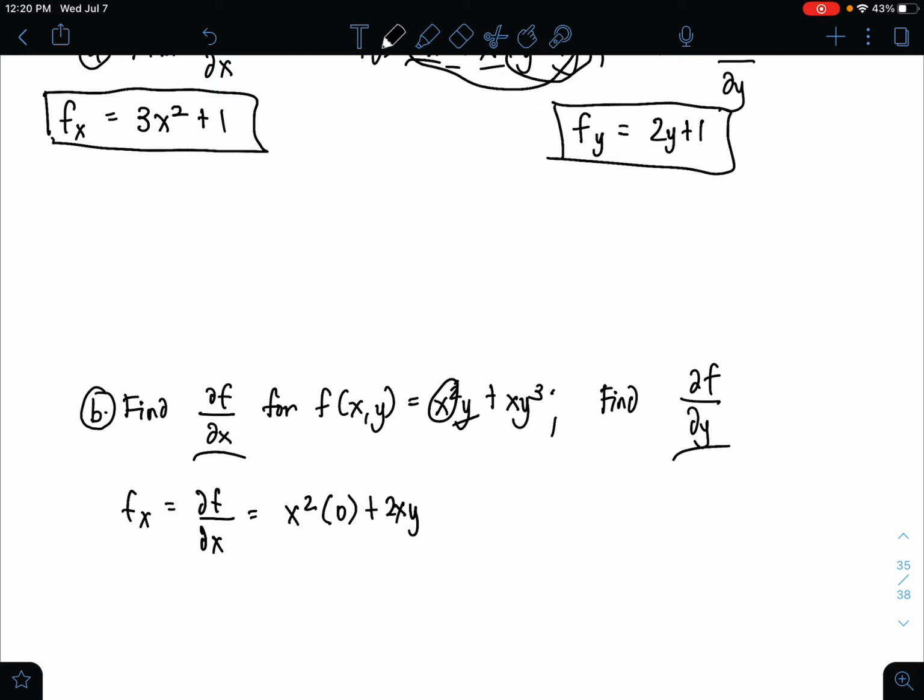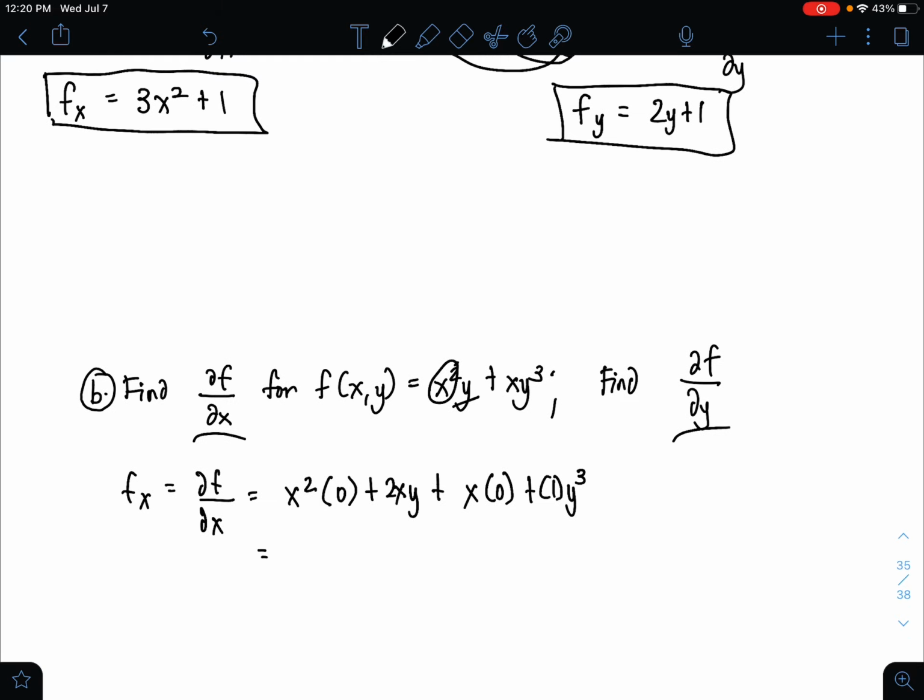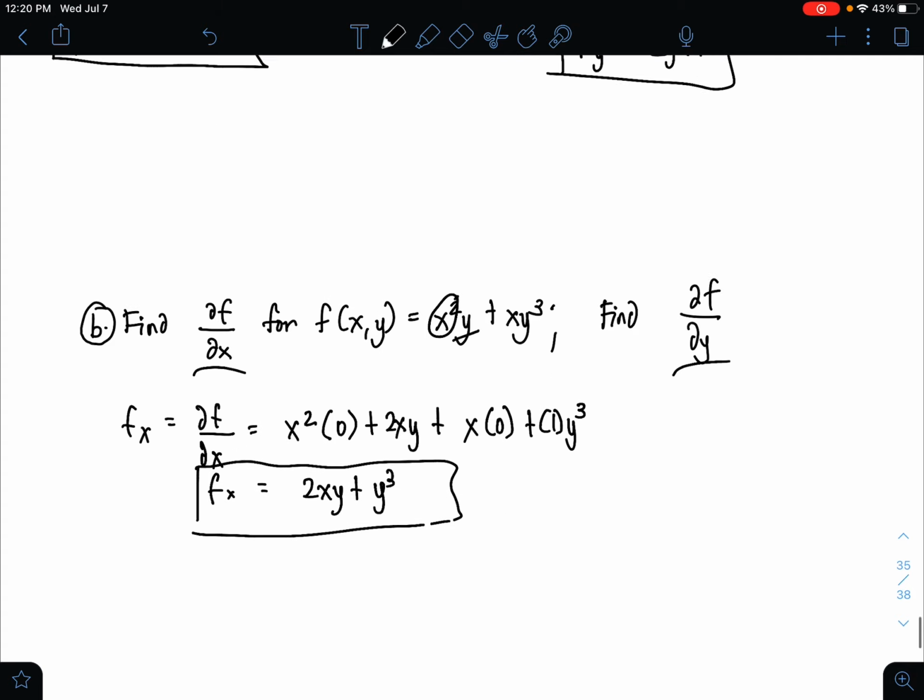Alright? Same goes for the other one. So, u is x, v is y cubed. So, u dv, again, y is constant, right? Plus v du times constant, and the derivative of x is just 1. Okay? Therefore, our final answer is 2xy plus y cubed. So, that is our f of x or our df over dx.